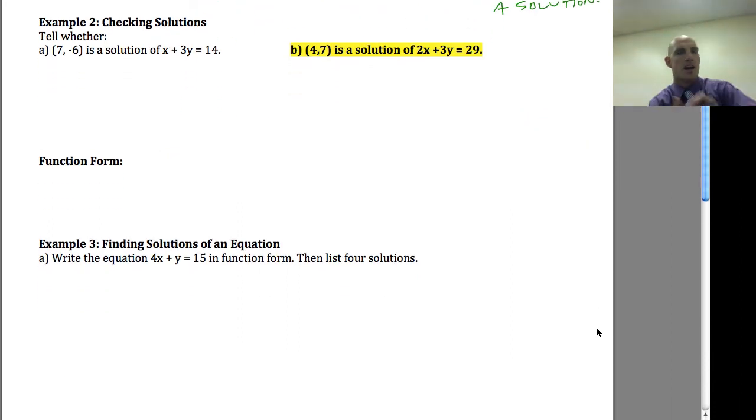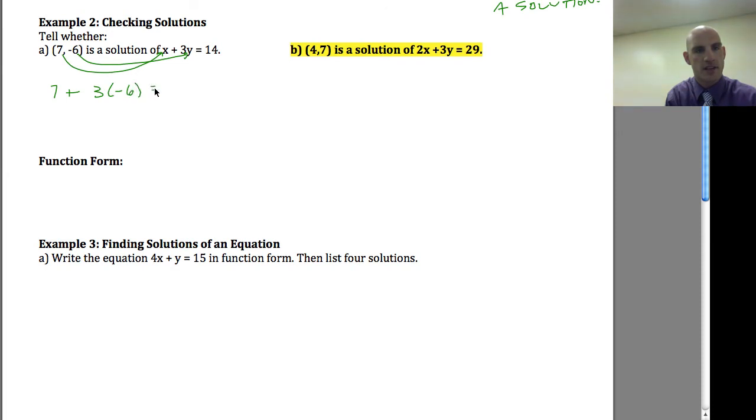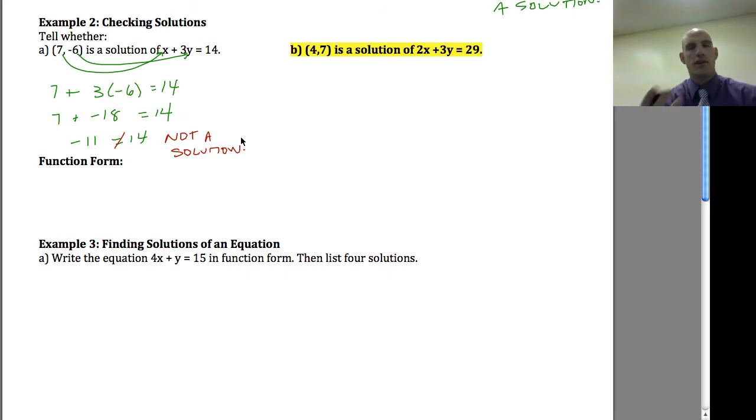And so in example 2, we're going to tell whether 7, negative 6 is a solution of x plus 3y equals 14. And so I'm going to remember that this is y and this is x. So is 7 plus 3 times negative 6 equal to 14? Well, I don't know, so let's solve it out. 3 times negative 6 is negative 18, so we're going to have negative 11 equals 14. Is that true? Obviously, no, that's not true. So not a solution.